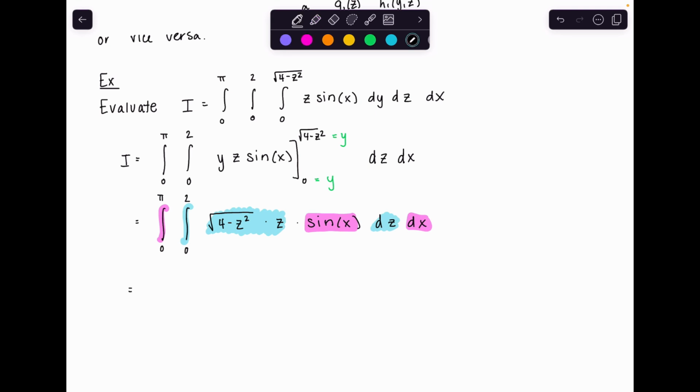So I can go ahead and break this down because I have constant bounds and a separable function. So that's the integral of sine of x dx. And then the integral from 0 to 2, I'm going to just put that z in the front so it's not as gross looking, z times the square root of 4 minus z squared.